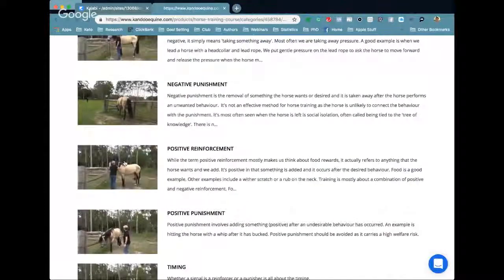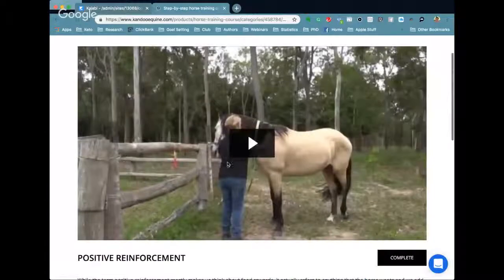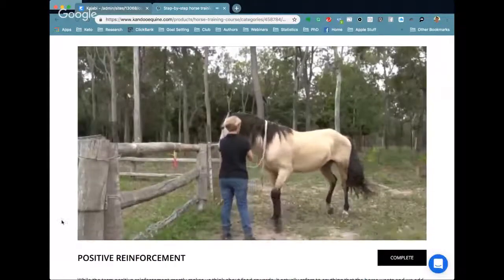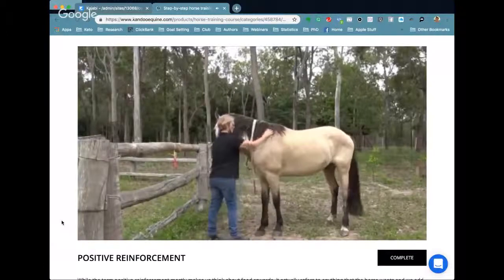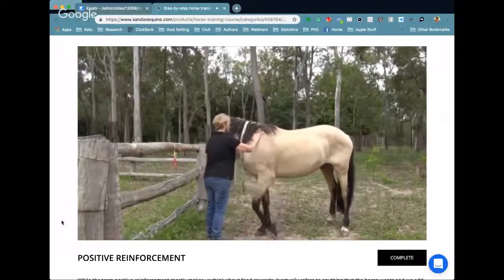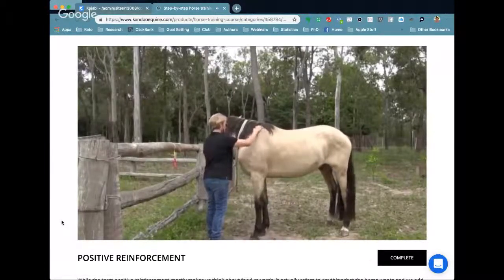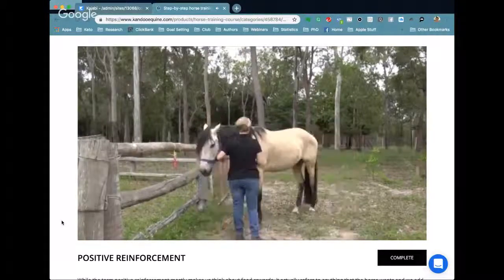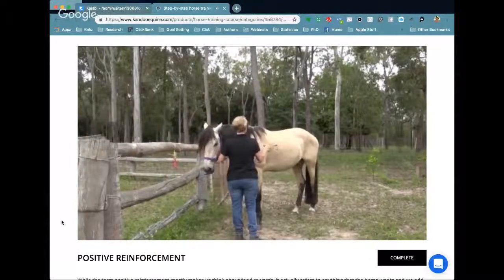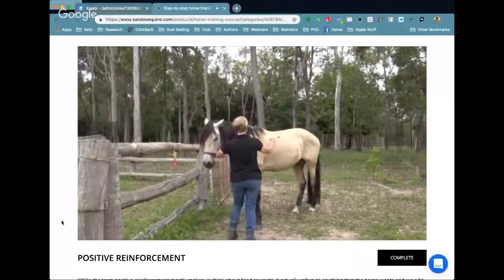So positive reinforcement. Now, as I said, this doesn't always have to be in the form of food, and I don't use food much here. This is positive reinforcement in the form of a scratch, and I'm telling him he's good. So we've got two forms of positive reinforcement. We've got a kind word, a soft word, and a nice scratch on the wither as well. And both those things work really well for positive reinforcement.